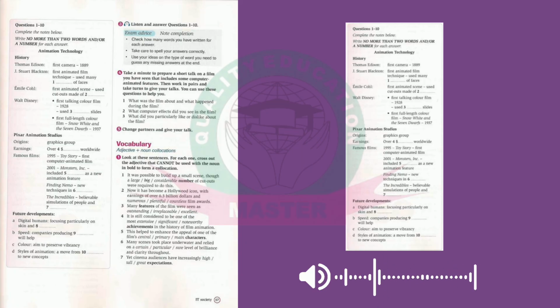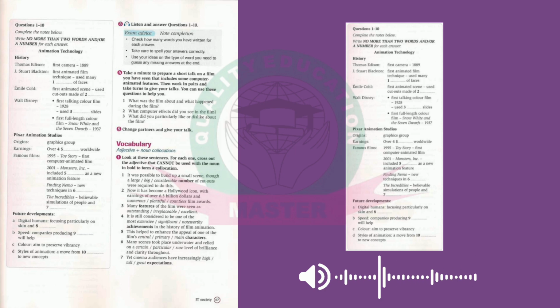Disney then went on to produce the first full-length colour animated film in 1937, Snow White and the Seven Dwarfs, which earned him the first of his 37 Oscars. Animation changed very little over the next 50 years or so, until the advent of computers and the work of a company called Pixar. Pixar Animation Studios was a graphics group until Steve Jobs invested $10 million in the company. Now it has become a Hollywood icon, with earnings of over $6.3 billion and numerous film awards.